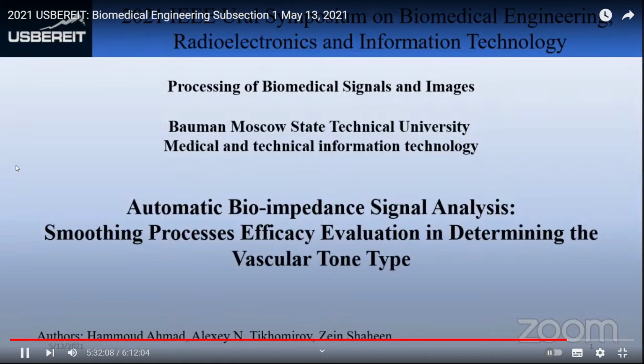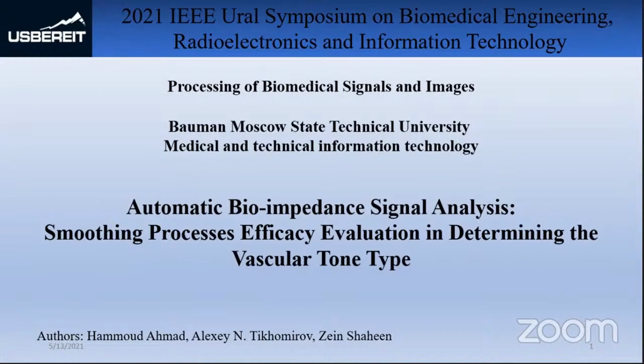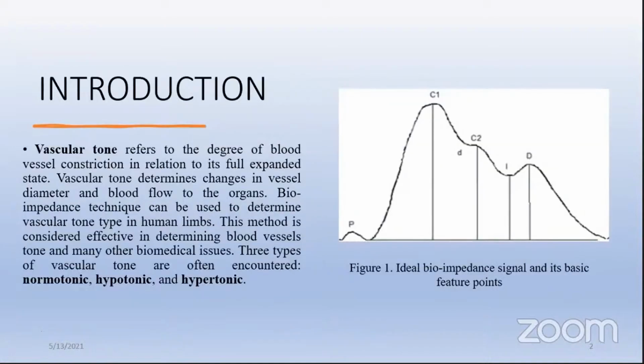of Medical and Technical Information Technology. And I am going to speak to you today about automatic bioimpedance signal analysis, smoothing versus efficacy evolution in determining the vascular tone type. Vascular tone refers to the degree of blood vessel constriction in relation to its full expanded state. The bioimpedance technique can be used to determine vascular tone type in human limbs. This method is considered effective in determining blood vessel tone and many other biomedical issues.